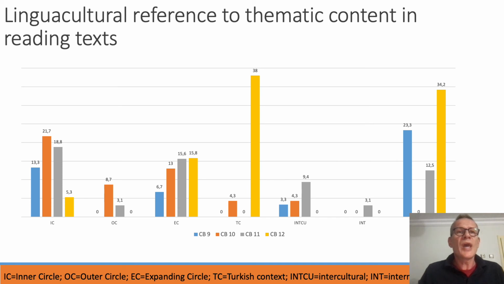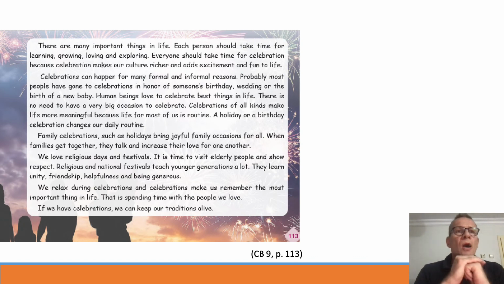So here we have the linguacultural reference to thematic content. Again, all course books in some way refer to the inner circle, but we can see that especially the course book for the 12th graders refers to the Turkish context and to no context, which is expectable because in the 12th grader course book there are more academic texts which do not necessarily demand reference to a linguacultural place.